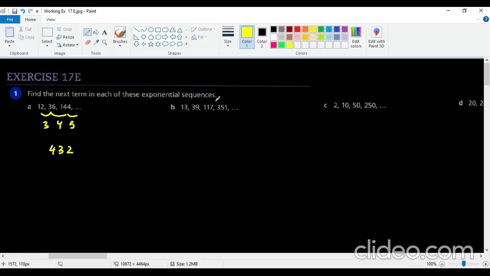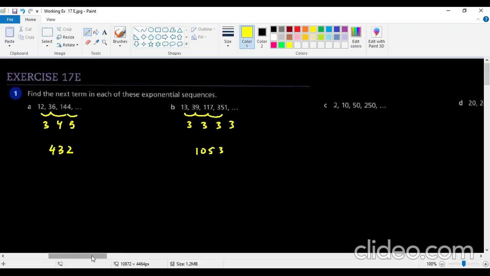Next is a sequence in which 13, 39, 117, and 351. Let's see what the relation is. 13 times 3 is giving us 39. 39 times 3 is giving us 117, and 117 times 3 is giving us 351. So that means 351 times 3 is going to give us 1053.